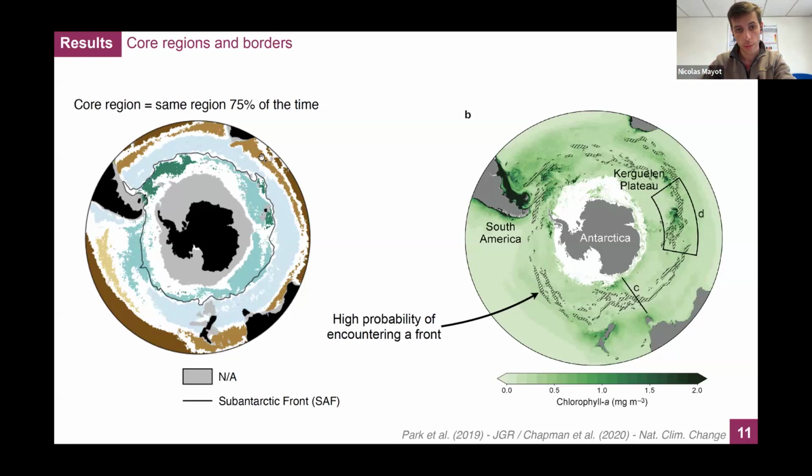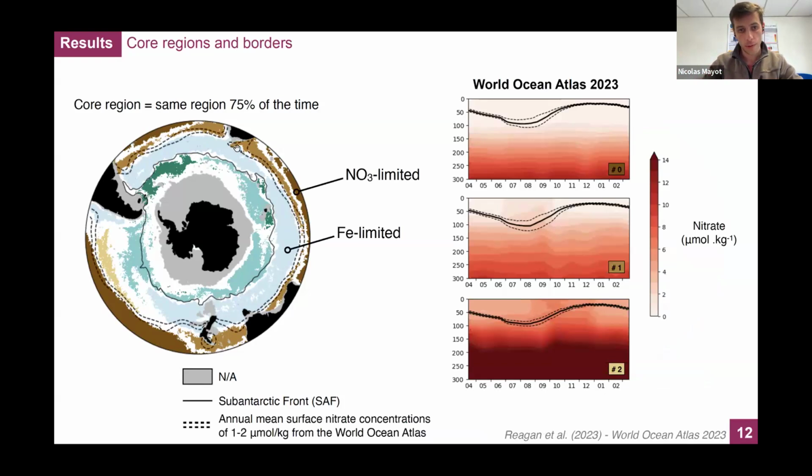A second border is the one between the subtropical and the subantarctic region. This border can be related to the differences between the area which is nitrate limited versus the area which is iron limited. To locate the border between these two different biogeochemical provinces, I use data from the World Ocean Atlas for the nitrate, a data set that has not been used for my clustering or even for the neural network that Raphael has been using to produce a 4D data set.